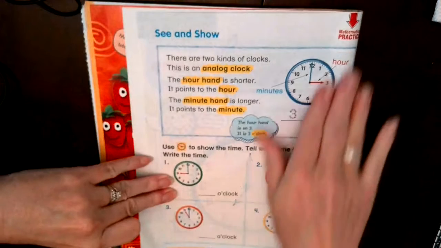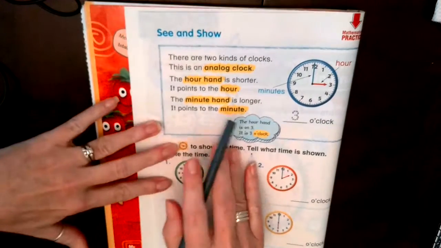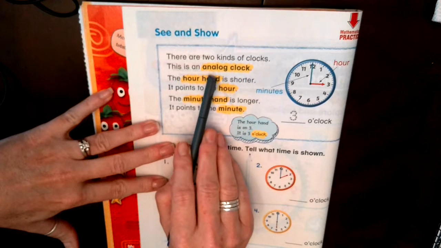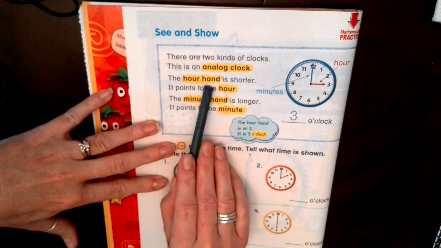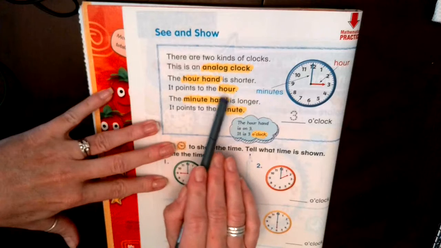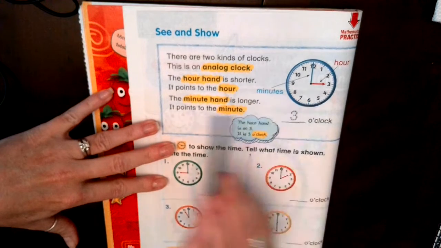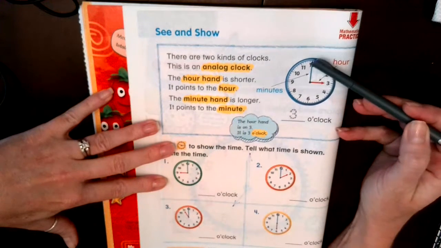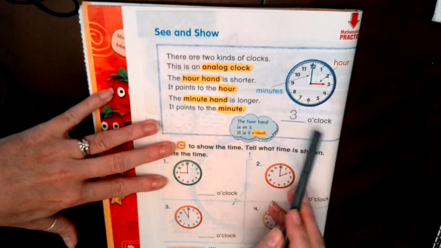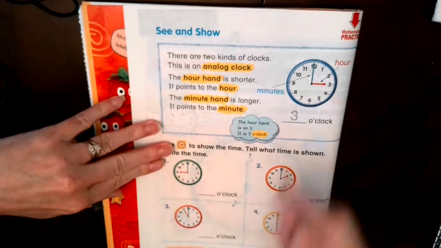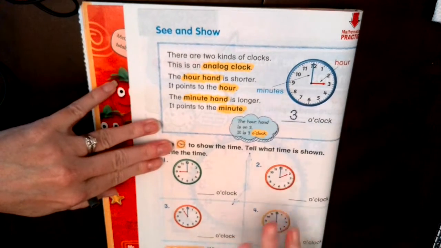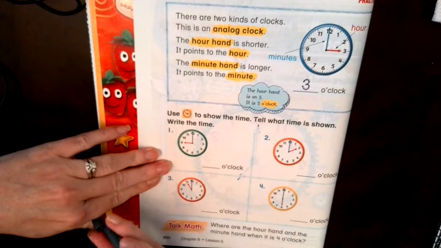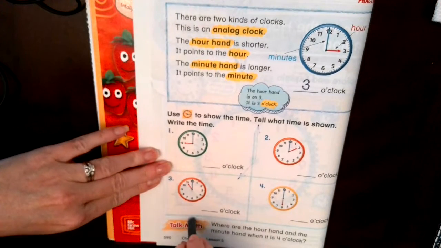If you look on the back side, the see and show again is just a quick little review. There are two kinds of clocks. This is an analog clock. The hour hand is shorter. It points to the hour. See the hour hand? The minute hand is longer. It points to the minutes. So this clock shows 3 o'clock. And we can go ahead and trace that 3. All right. Use the clock to show the time. Tell what time is shown. Write the time.